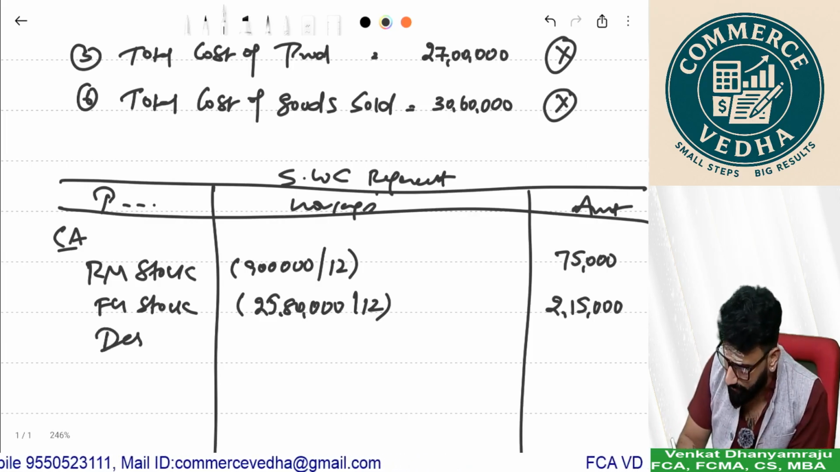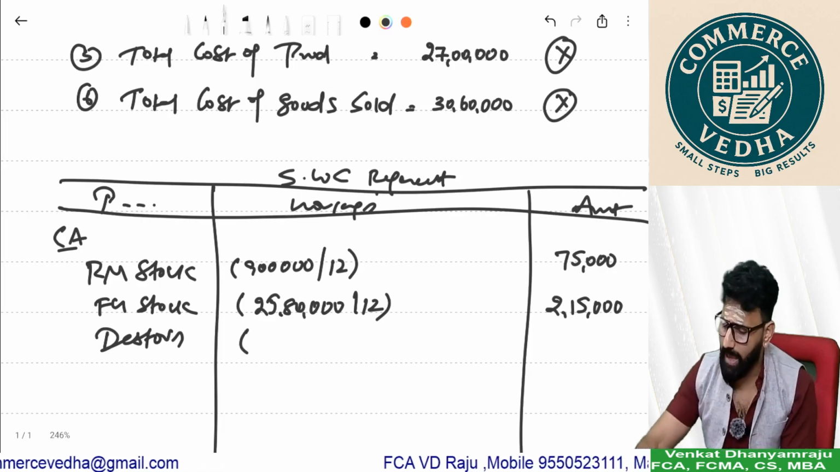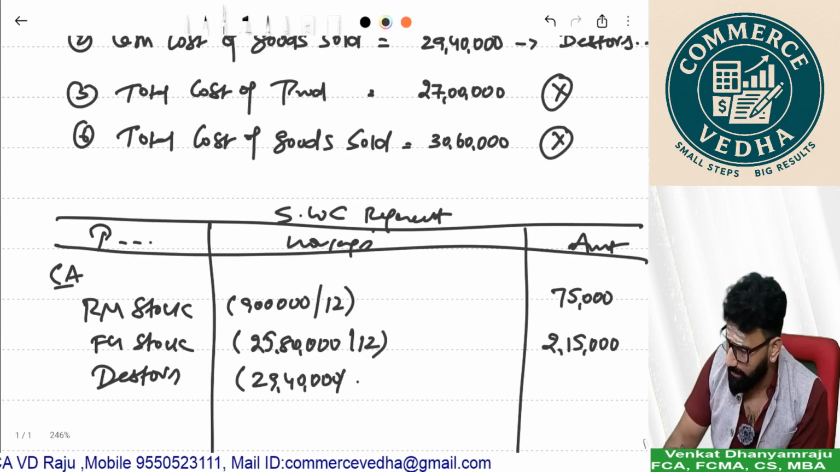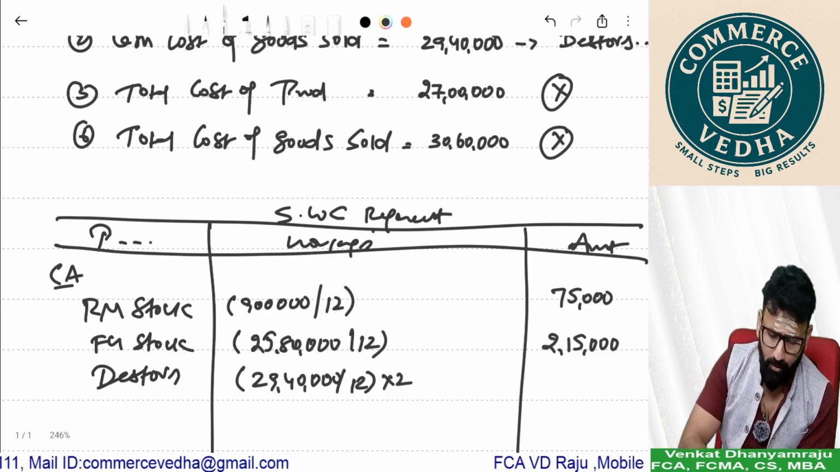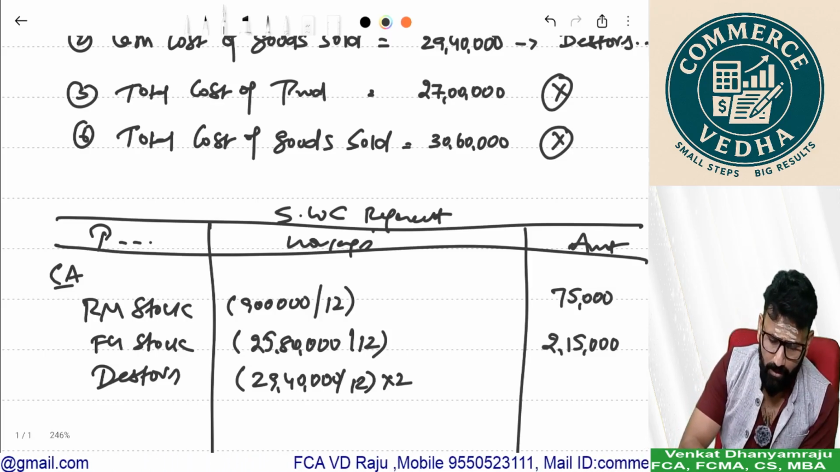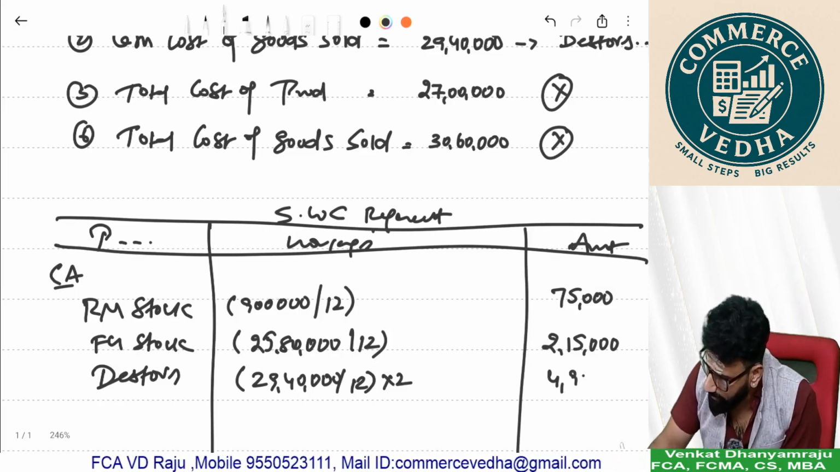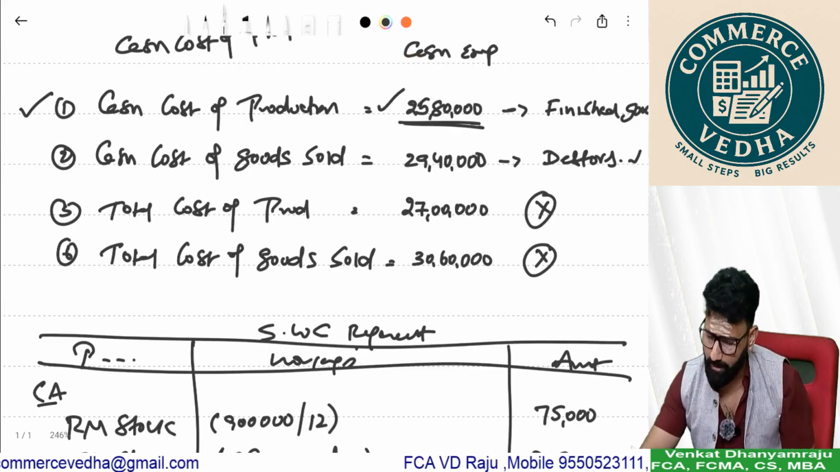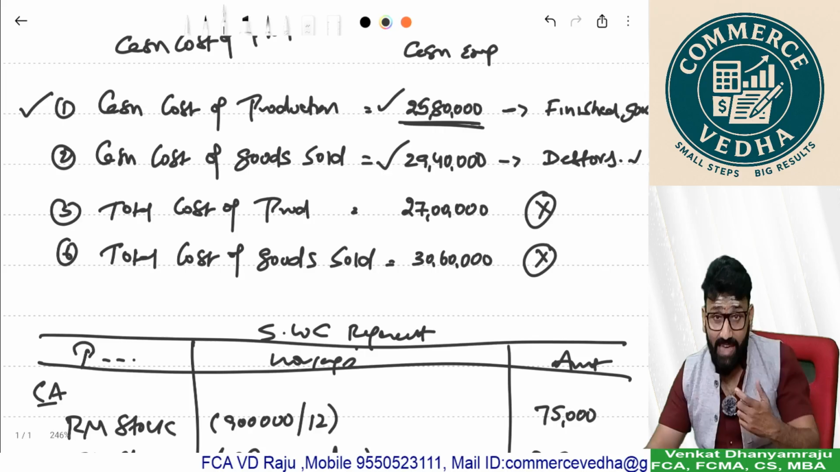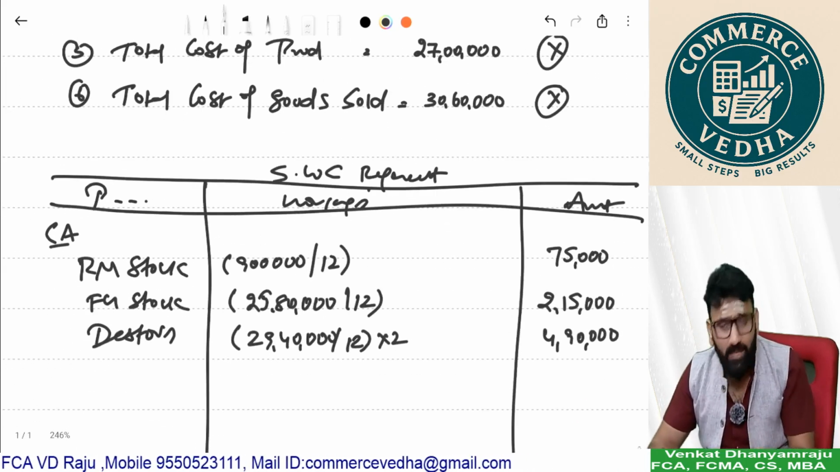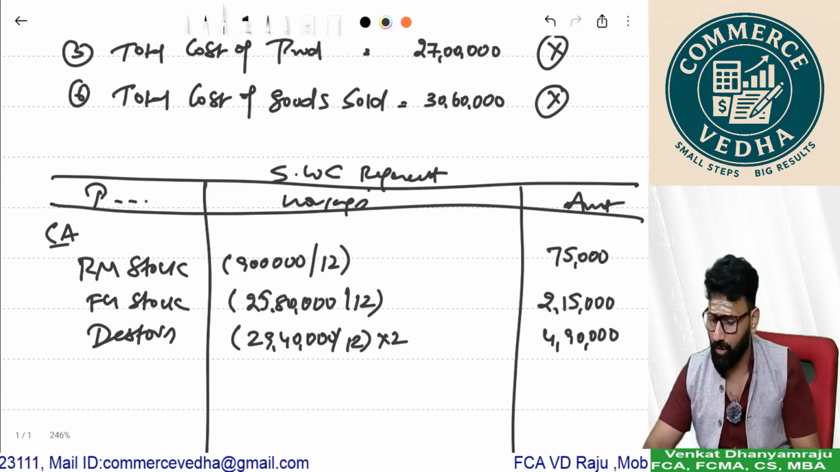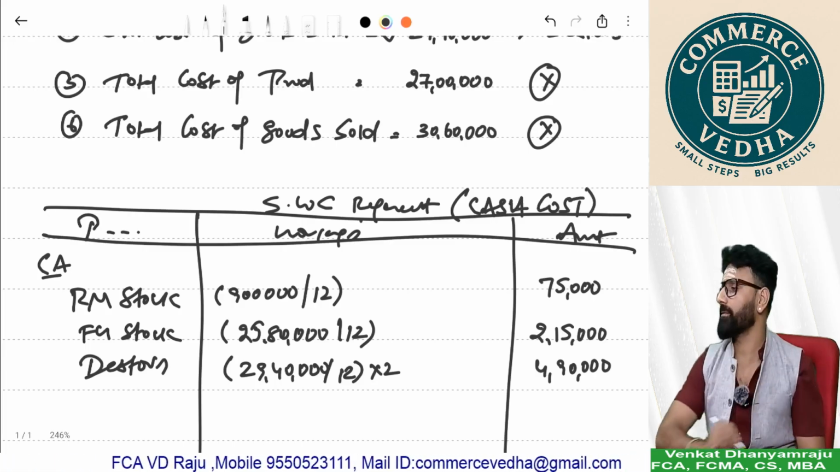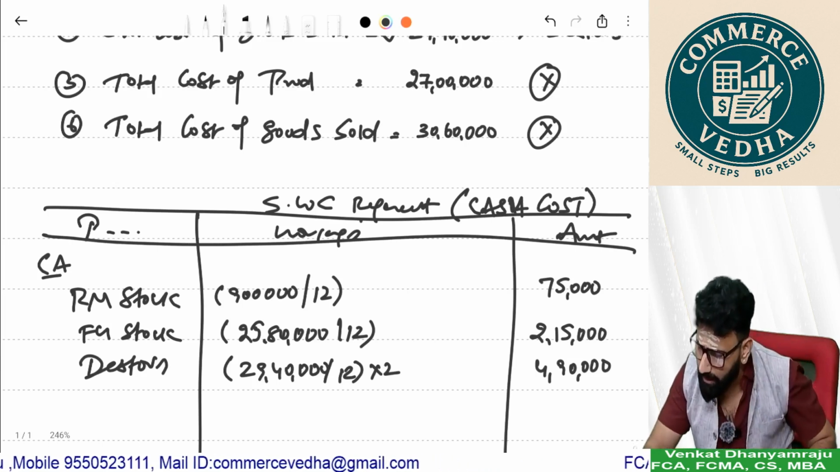Then I'll go to debtors. I'll take cash cost of goods sold 29 lakhs 40,000 and they are on 2 months credit. So 2940 by 12 into 2, 4 lakh 90,000 is the debtors. We already computed cash cost of production and cash cost of goods sold, hence it is easy for us to compute debtors on cash cost. I should always write here cash cost basis because you are preparing this on cash cost.